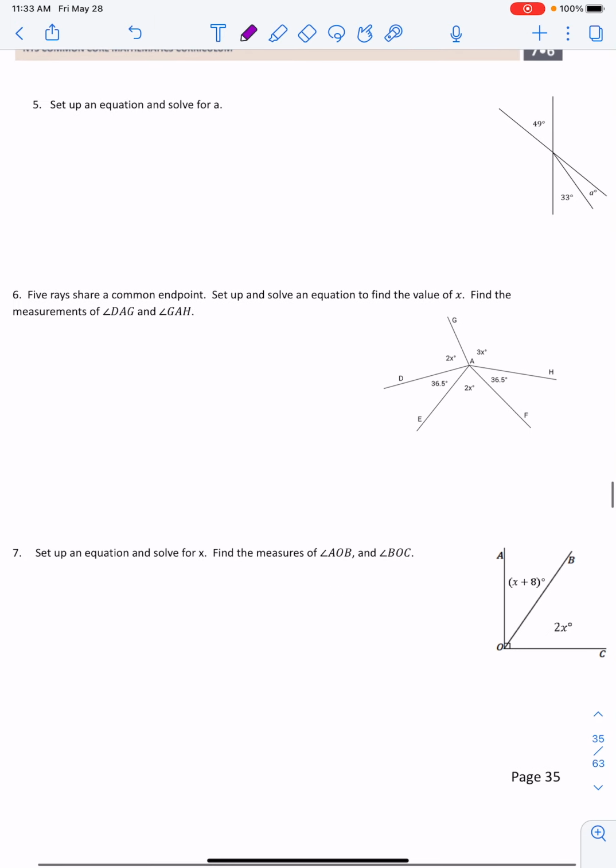Number 5, it says set up an equation and solve for A. Well, if you can see that these are vertical angles, so we have A plus 33 equals 49. So I would subtract 33 from both sides. So I would have A that equals 16.